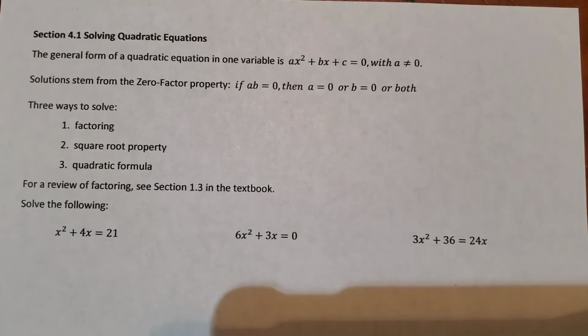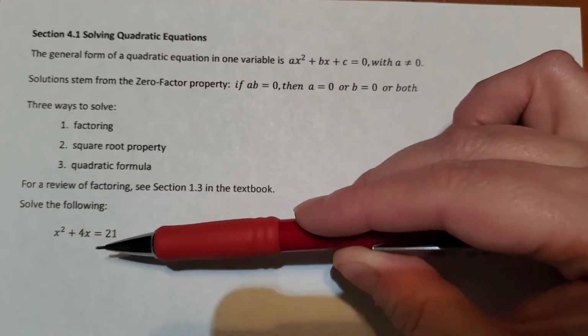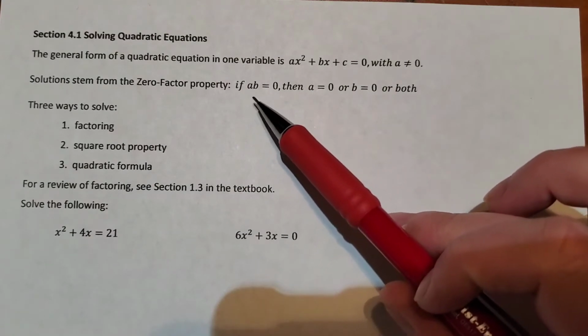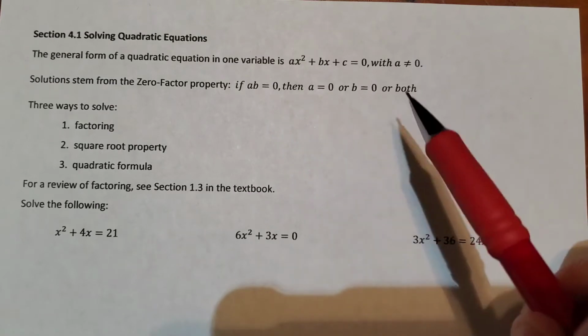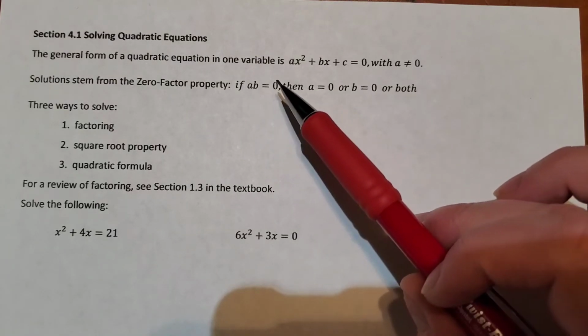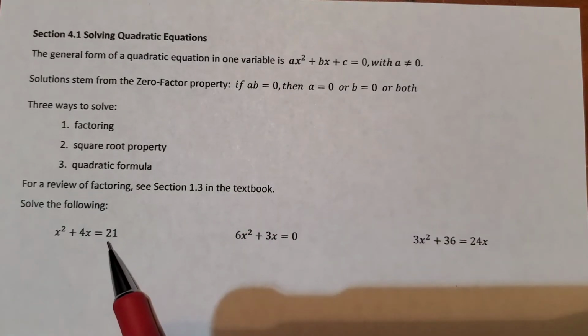So we're going to solve a few of the examples here. The first one, we have x squared plus 4x equals 21. Now remember, the zero factor property says if two numbers are multiplied together and the result is 0, then one or the other or both must be 0. So we're looking for two things that multiply together when the result is 0. So we don't want this to be equal to 21, we want it to be equal to 0.